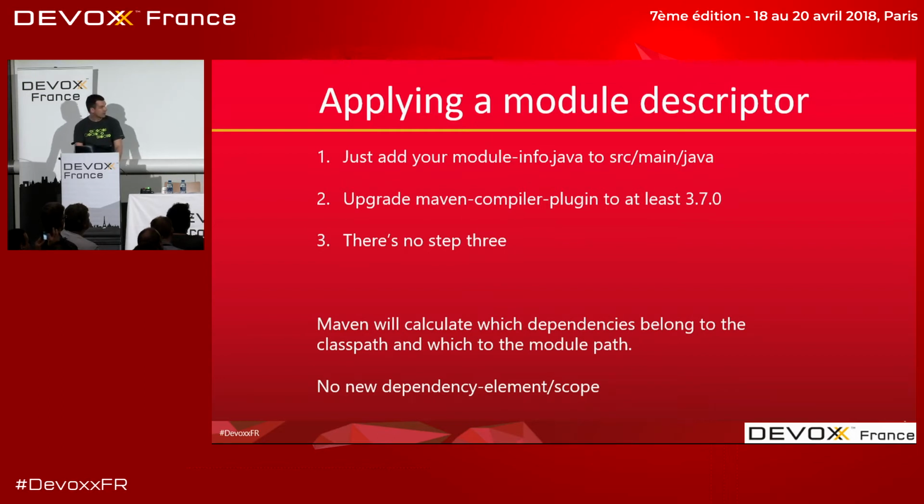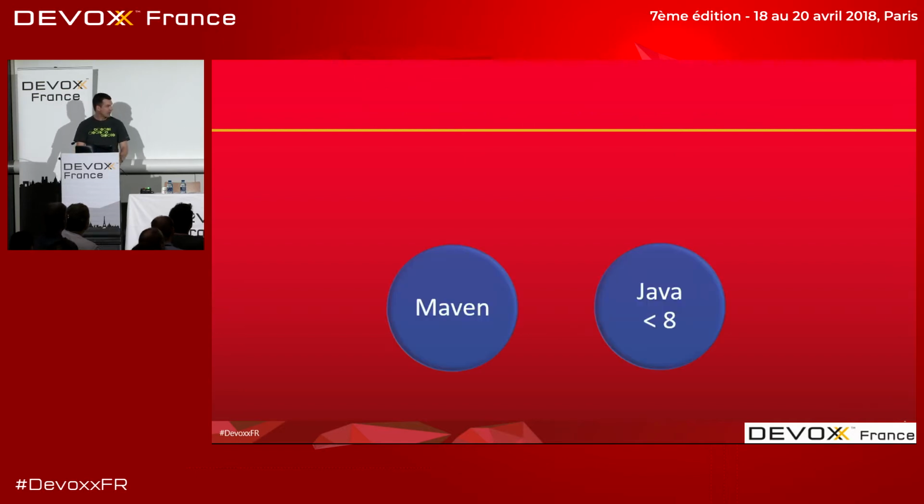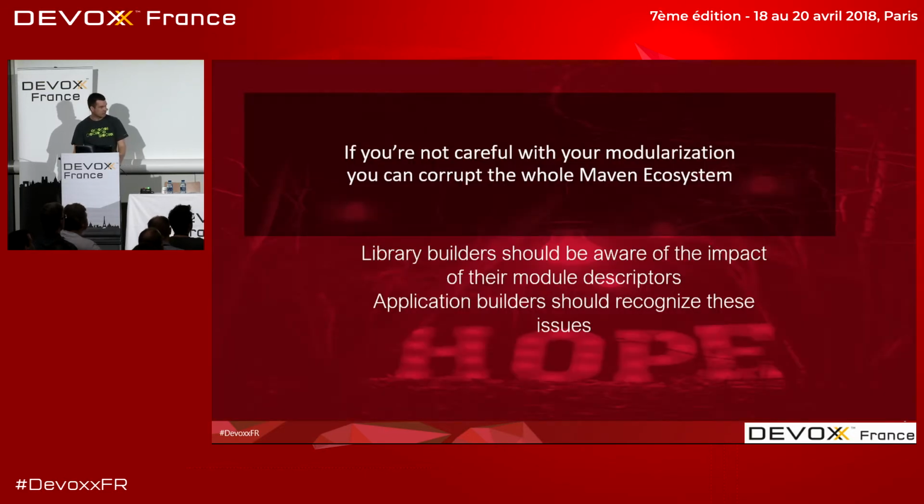So let's now start about the discussions we had. When two worlds collide, we had Maven and Java before 9, so 8 and before, and they were quite separated. But then 9 came, and there's an overlap between them. For those who have already seen the module descriptor, there's now this requires, and requires looks a bit like dependencies in Maven, and that caused a lot of discussions. And this is what we said, is that if you're not careful with your modularization, it's still a hard word to pronounce, you can corrupt the Maven ecosystem.